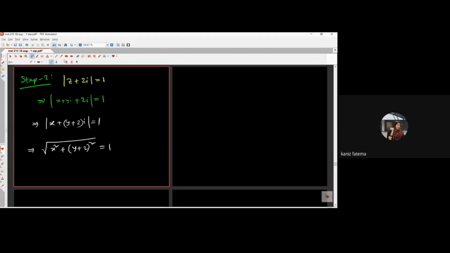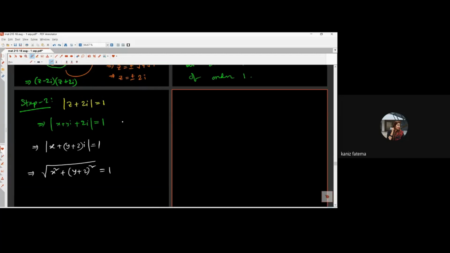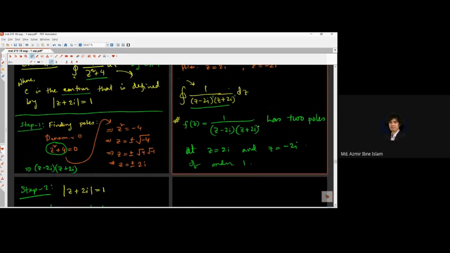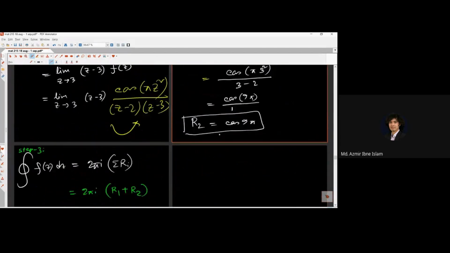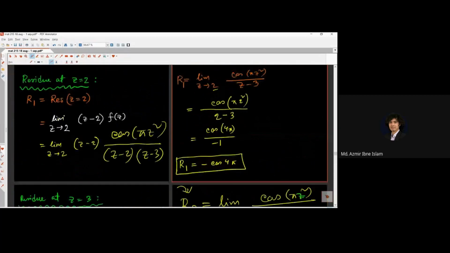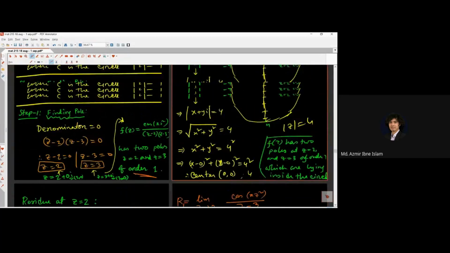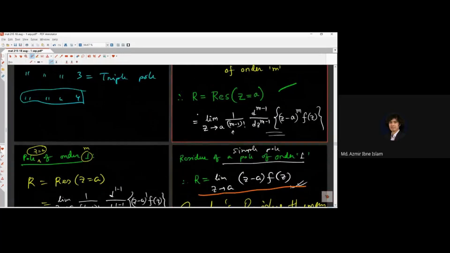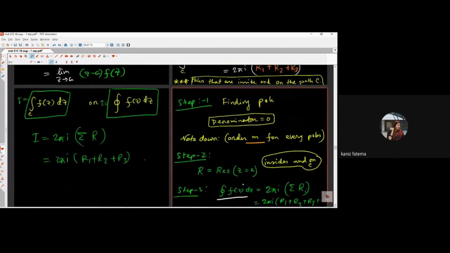Sir, what if the orders of the two were not the same? Let's say this is order 1, this is order 2. Then for this pole, we will apply residue, this formula will be applied. And if we have a pole of order 2, then we have to apply this one where m will be 2. Okay. Okay sir.